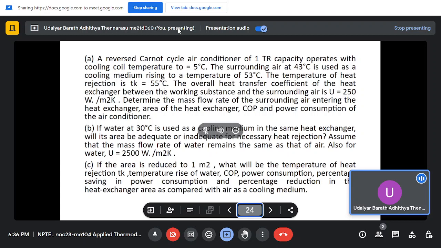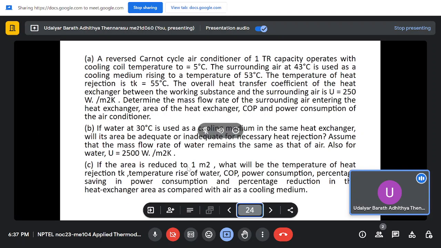Now they say if water is used instead of air, so we are using water as the cooling medium, and the water is available at 30 degrees Celsius. This is used in the same heat exchanger. Will its area be adequate or inadequate for the necessary heat rejection? Assume that the mass flow rate of water remains the same as that of air. So the mass flow rate which we calculated remains the same. Also, with water, your overall heat transfer coefficient is 10 times more, so now 2500 watts per meter square Kelvin. So that is the B part of the question.